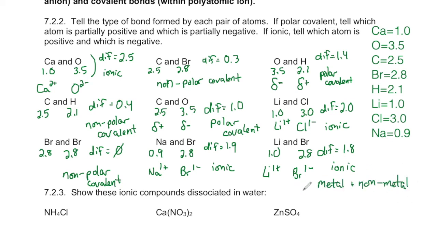So even though we are looking at this a little bit more closely, don't forget what you learned before in the naming chapter, that a metal and a nonmetal, or a metal and a polyatomic ion, those are combinations that form ionic compounds.